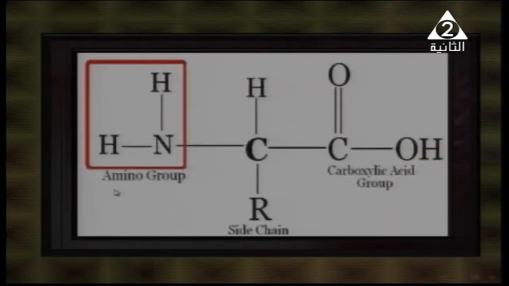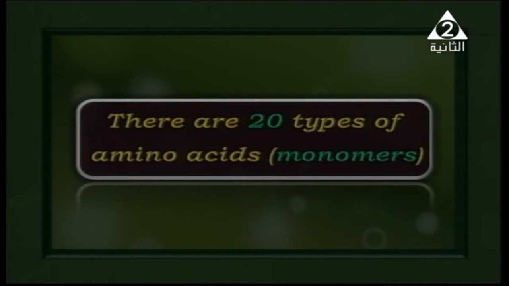This is the chemical formula of amino acid. It consists of a carbon atom attached to an amino group, a carboxyl group, a hydrogen atom, and the terminal group or side chain that differs from one amino acid to another. We have different types of amino acids, about 20 types, that are called monomers. Do you remember?